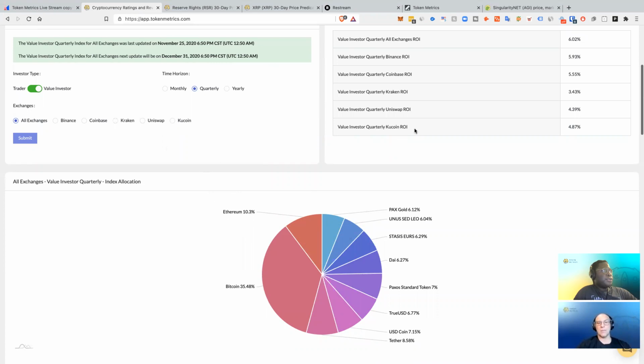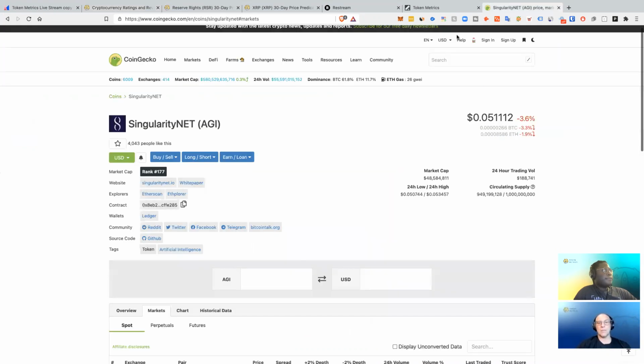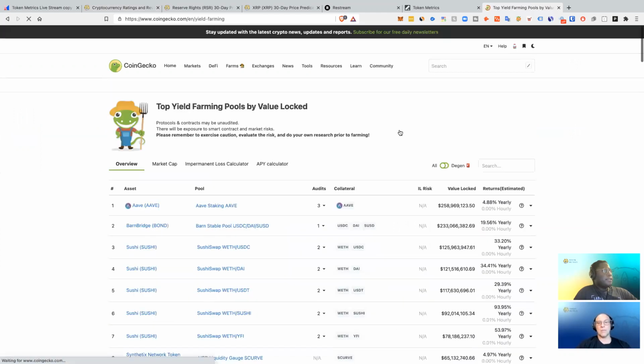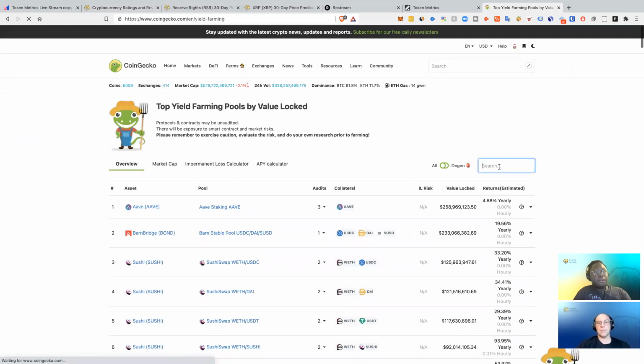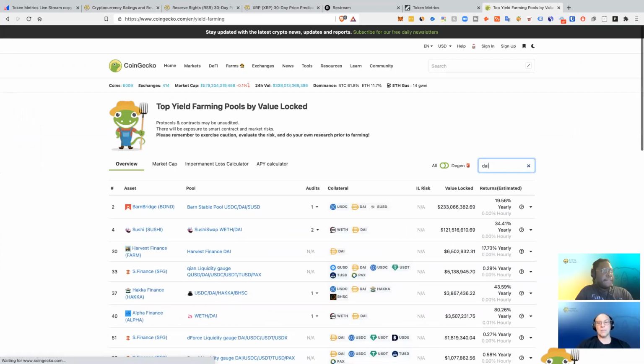I would go to CoinGecko, actually, and go to farms and just put in all those coins you have. So let's put in DAI. Then let's sort by liquidity, just sorting based purely on liquidity.